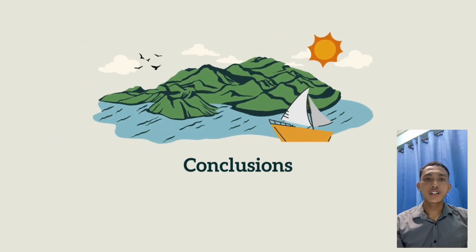In conclusion, the carbon cycle is a complex and vital system that connects all life on Earth. By understanding it, we can better address the challenges posed by climate change and work towards a more sustainable future.